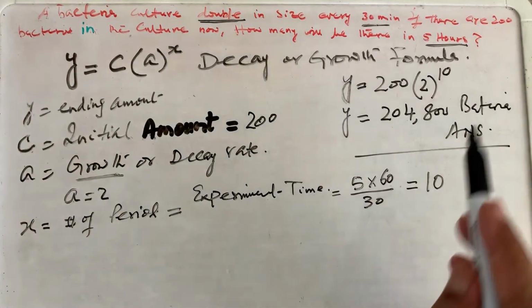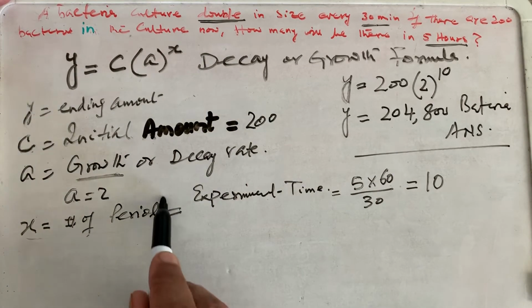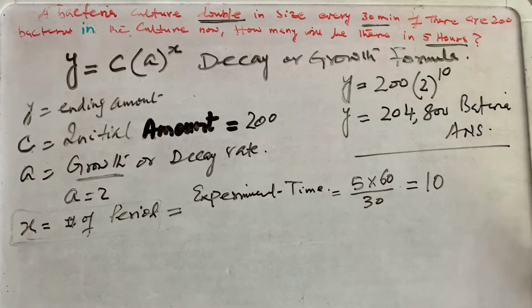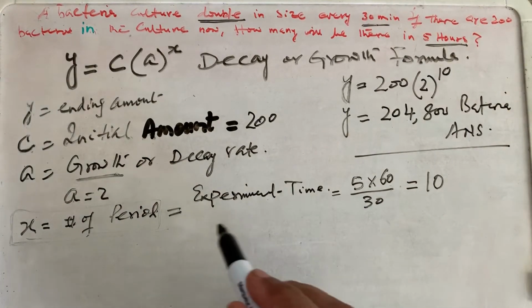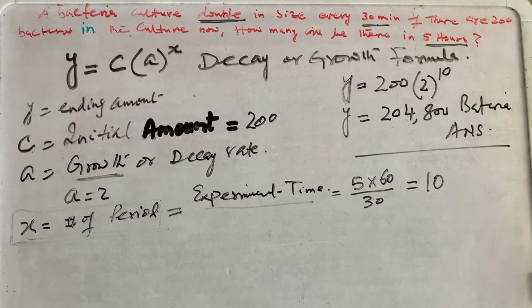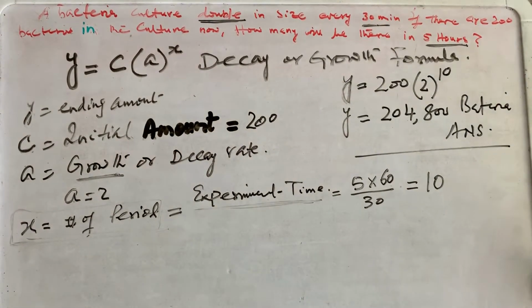Every 30 minutes is here because we have a time period x, but we have to see what the format of the time period is. So 30 minutes and 5 hours. Experiment time divided by whatever time is given in terms of the growth, right? We call it growth or decay time, which means whatever is given, right? So growth or decay time, GD.